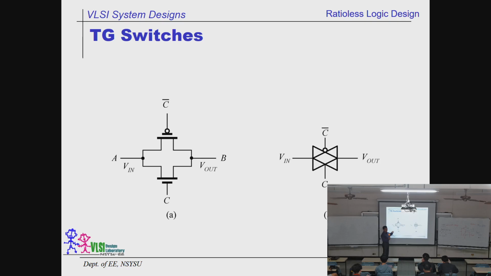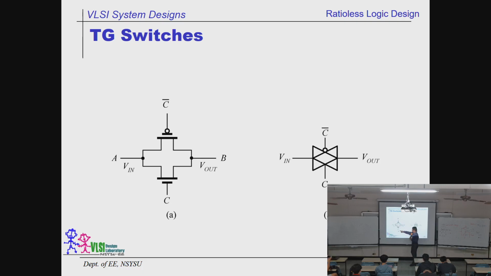Electricity is just like water. It always selects the path with the least resistance. So when this is high, the signal will go this way. When this is low, the signal will go the other way, because they always select the low resistance path to pass the signal. And this is the symbol over here.